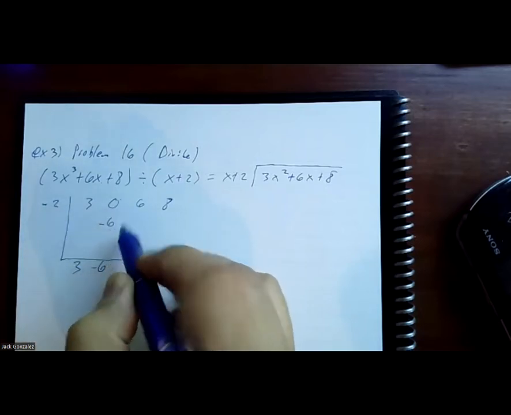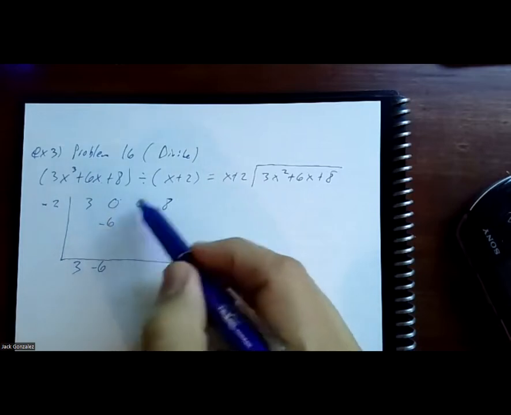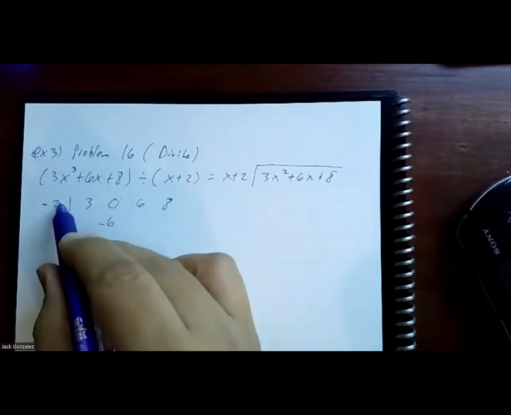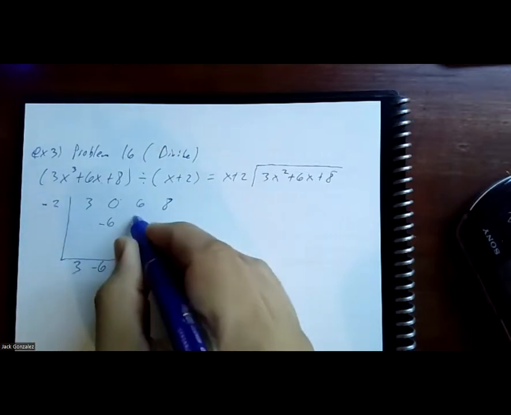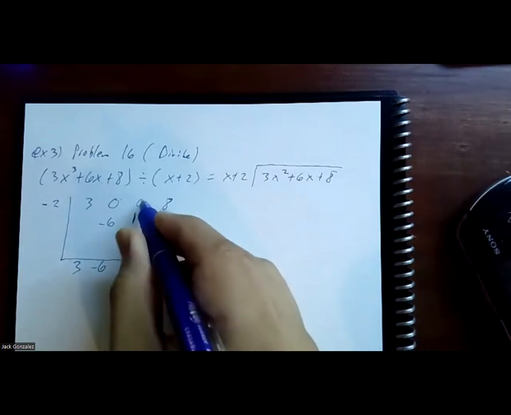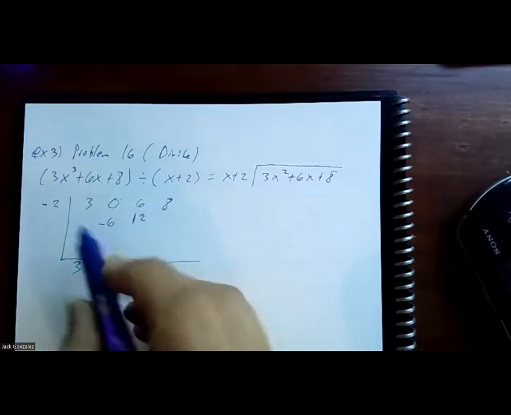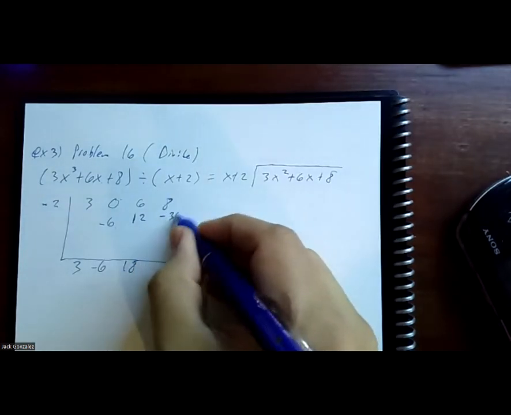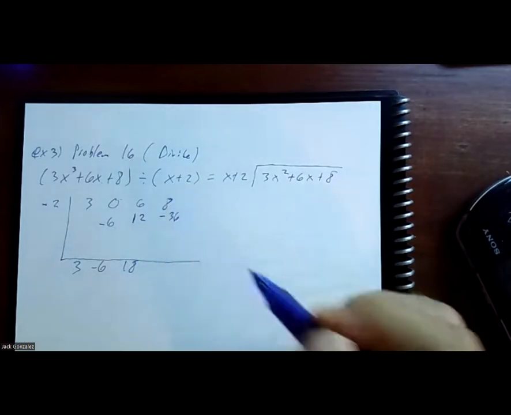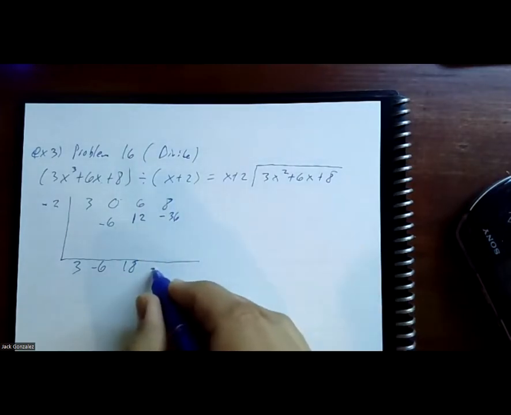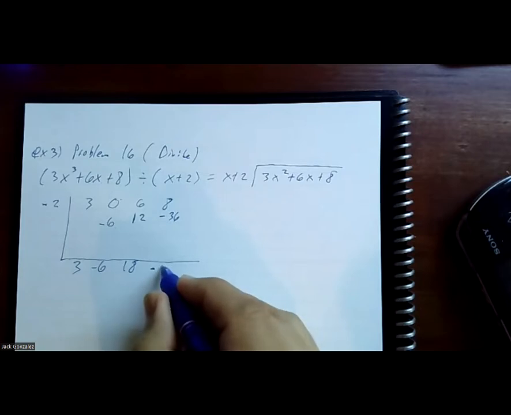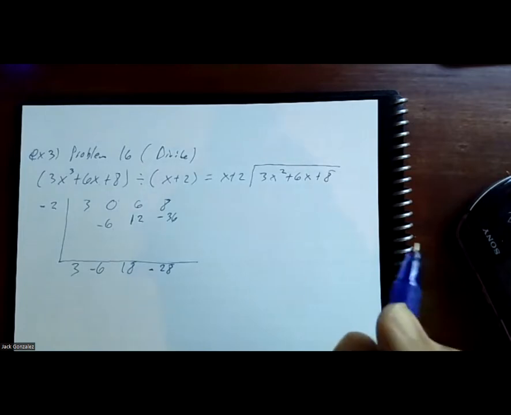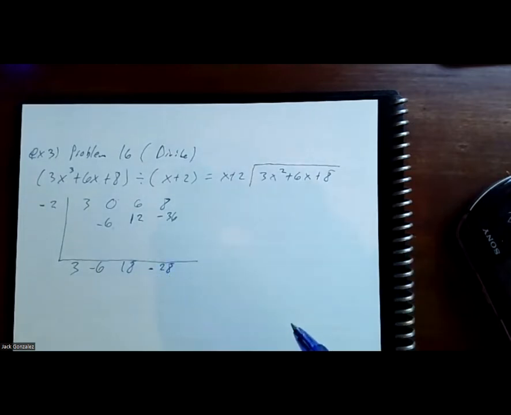0 plus negative 6 is negative 6. So when you're going this way, it's always addition. And then once you've added it, you go back to the multiplication. Negative 2 times negative 6 is a positive 12. 6 plus 12, 18. Negative 2 times 18. That's negative what? That 36? 8 minus 36. Negative 28, right? Thanks. Okay. So we did the division.